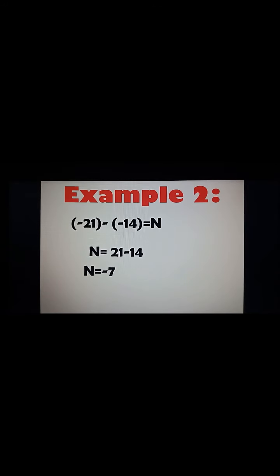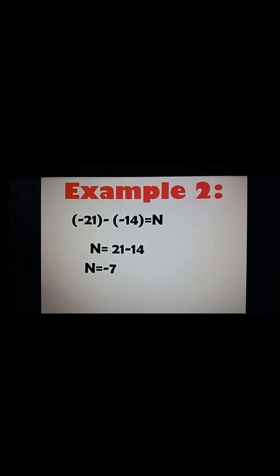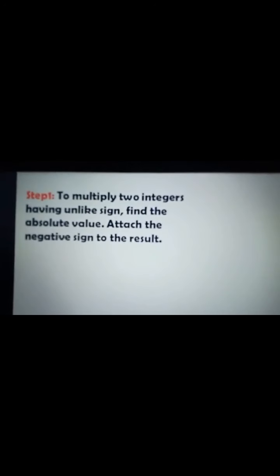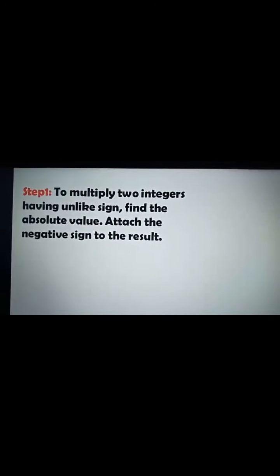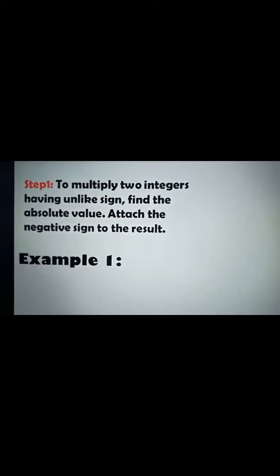Since you already understand subtracting integers, now let us proceed to the third operation, which is multiplying integers. Now let us discuss first the unlike signs. To multiply two integers having unlike signs, find the absolute values. Then attach the negative sign to the result.